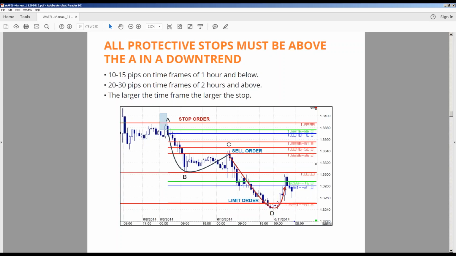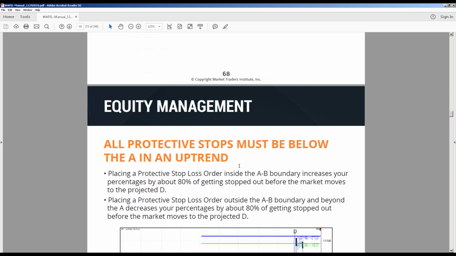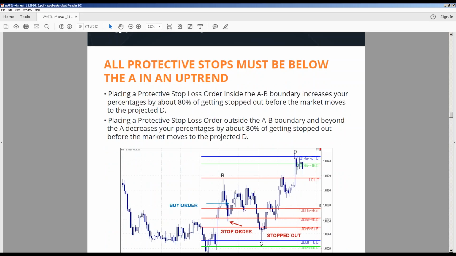Here we have a down AB boundary, a down ABCD swing. If I plan to sell inside the AB boundary at the C, and I place my stop above the A, then the market should move to the D extension instead of coming back and stopping me out. However, if I have a stop inside the AB boundary, I have an 80% chance of being stopped out. Right.